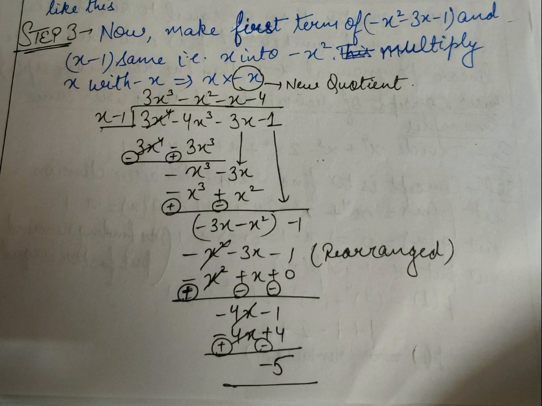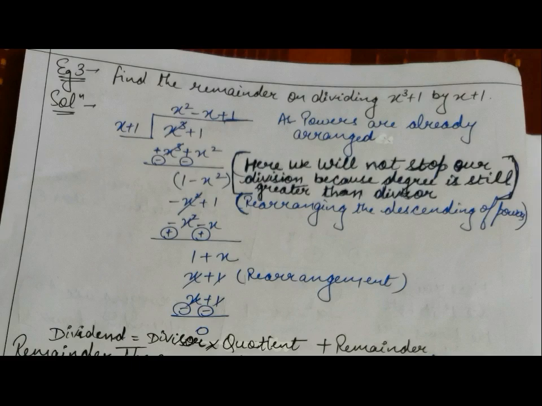Here you will see that minus x will be acting as a new quotient to the above step. So after finding this, you can change the signs as you have done earlier in the above example, and you can solve it as done earlier, and you will get the remainder as minus 5.